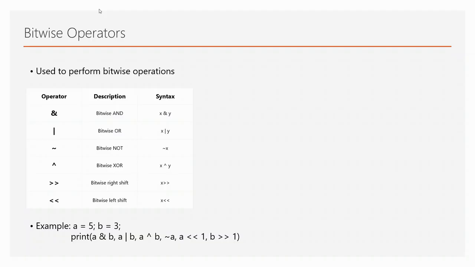XOR stands for exclusive OR, and it returns true if and only if exactly one of the operands is true. Now, in the context of bitwise operations, it compares corresponding bits of two operands. And if the bits are different, it returns 1, otherwise, it returns 0.